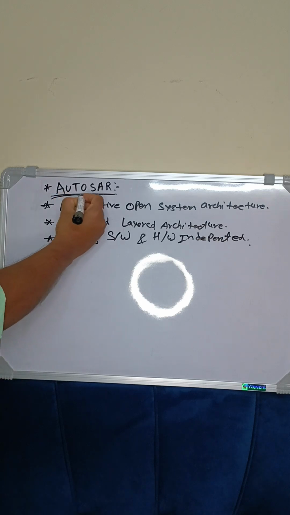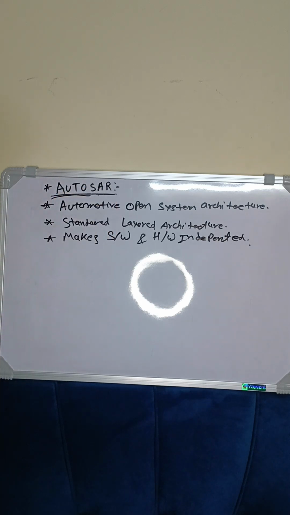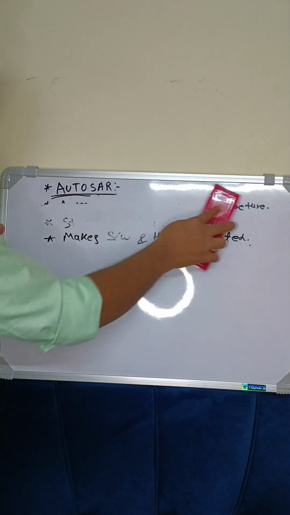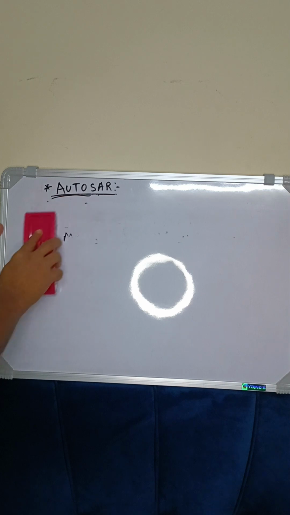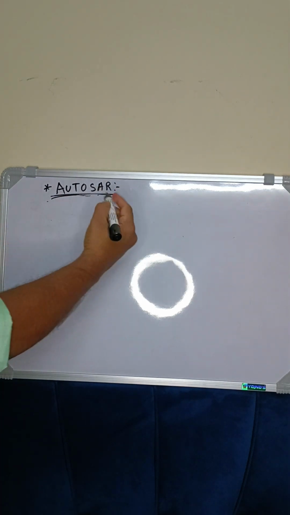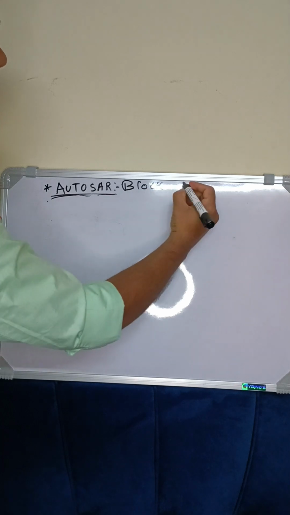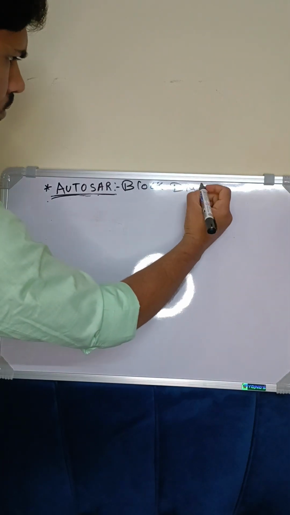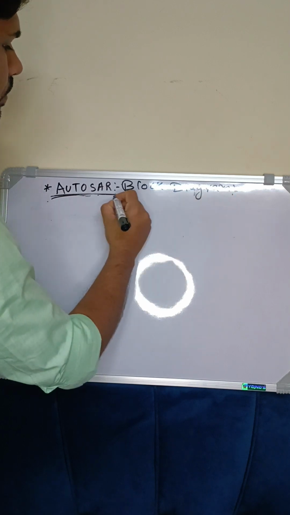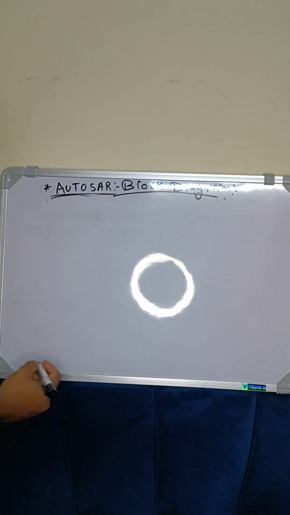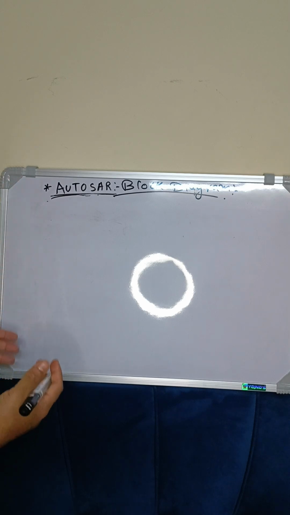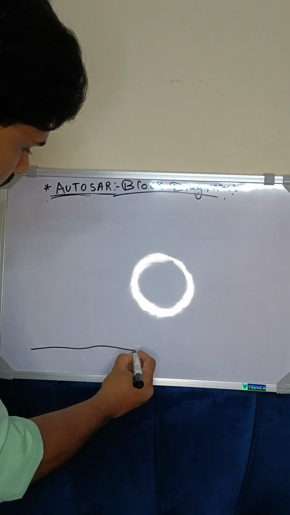Now coming to the Autosar layer architecture, or block diagram of Autosar. It will come from the bottom to top, layer by layer. So that's what it is, a layer architecture. That's why we are saying Autosar is the standard layer architecture. It will come layer by layer, one by one.